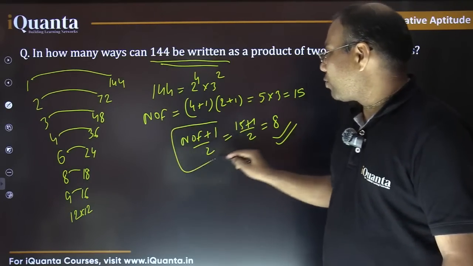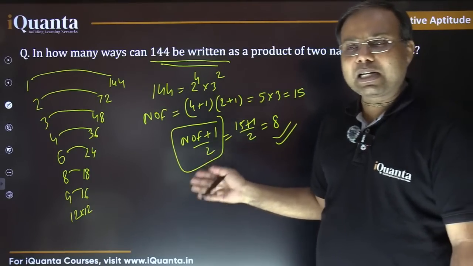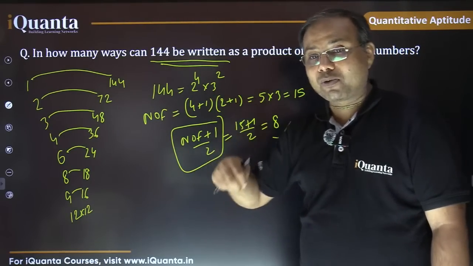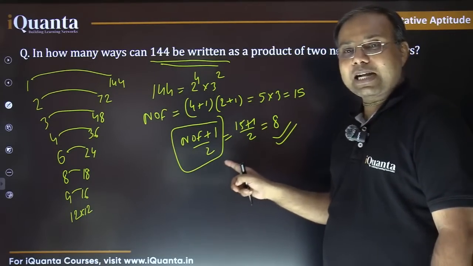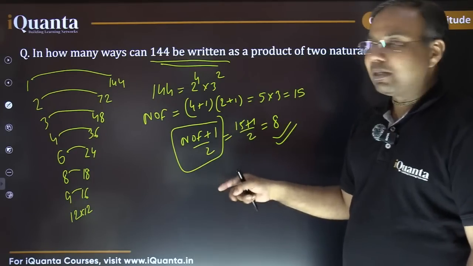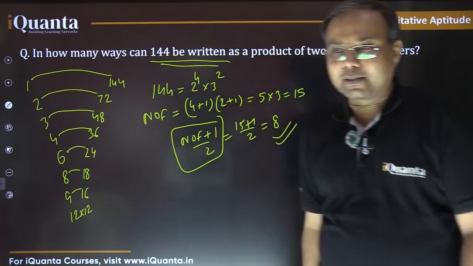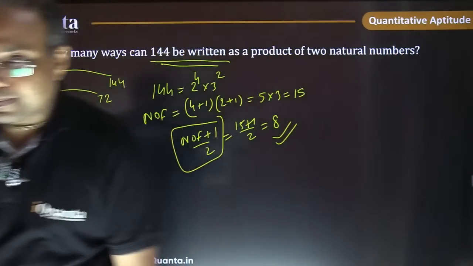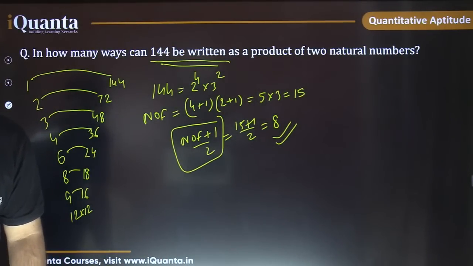So if you want to remember the formula, there is no difficulty there. Number of factors by 2 if it is not a perfect square. And when the number is a perfect square, in that case, number of factors plus 1 by 2. And that is basic simple reasoning. Is it okay? Yes, 12 was the common part.